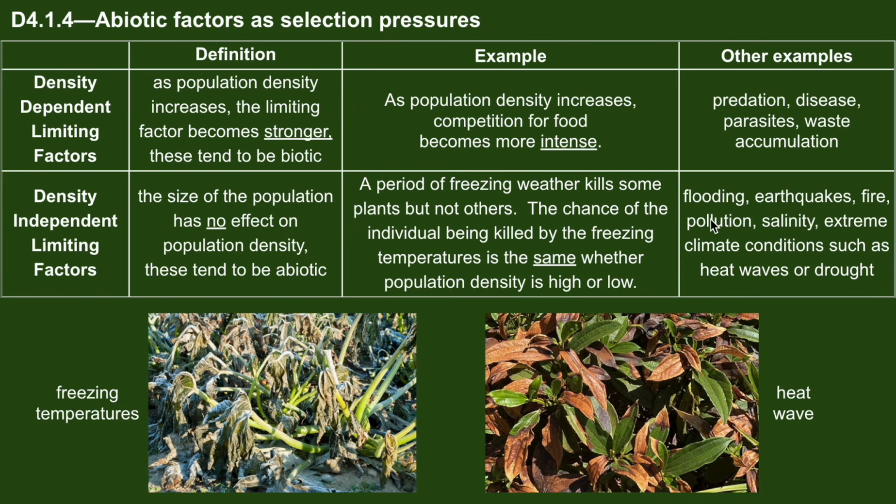And these, again, are usually abiotic factors, non-living factors. There's that salinity example I just gave you. Earthquakes, fire, pollution, extreme climate conditions such as heat waves or drought are all examples of density independent limiting factors.